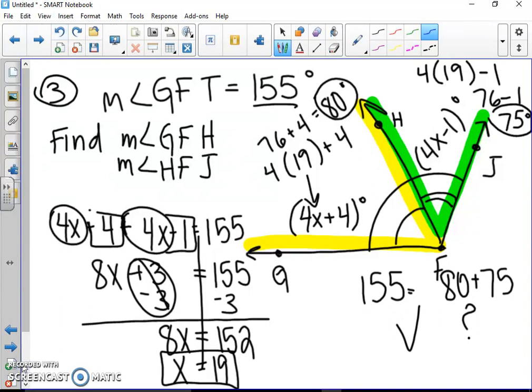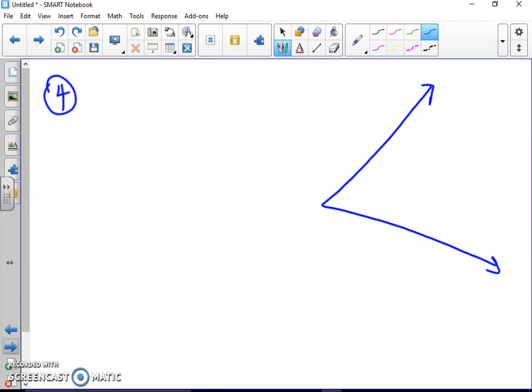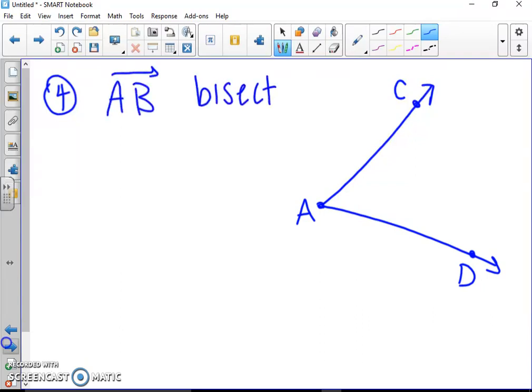Okay, final example for the night, and this one we're going to talk about a bisector. So I'm going to give you this angle, and we're going to call this angle CAD. And I'm going to tell you that ray AB bisects angle CAD. Well, what do I mean when I say it bisects?